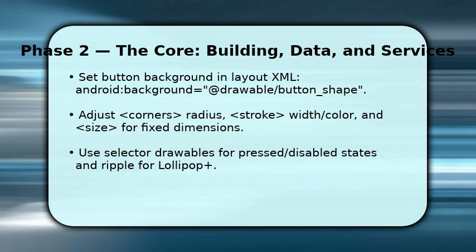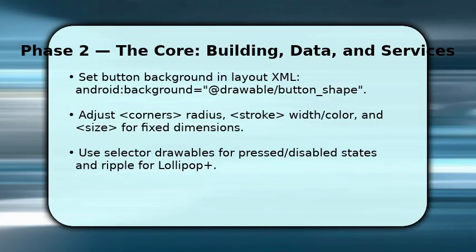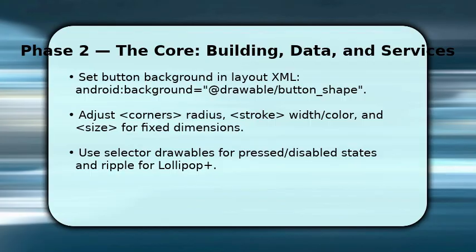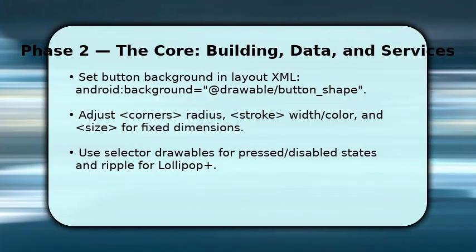That's the direct link. Edit stroke to add borders and size for fixed width/height when needed, and tweak corner radius to achieve rounded or pill shapes. Once done, consider adding a selector XML for pressed and disabled states, and include ripple effects for Android Lollipop and later to preserve touch feedback.